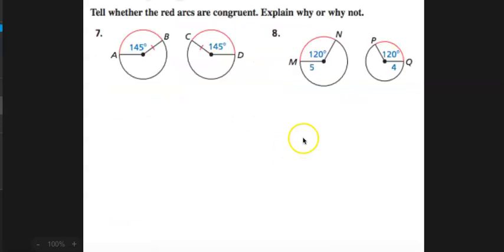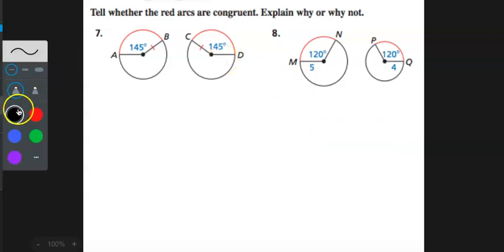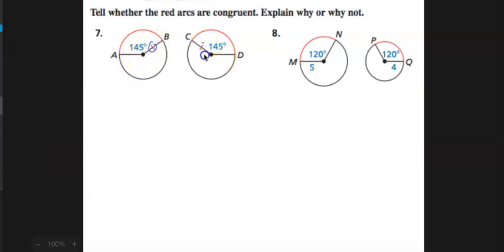Alright, and then the last one here, we have two examples. Tell whether the red arcs are congruent. There is an indication that these two have the same radius, so therefore arc AB is going to be congruent to arc CD. They both have the same central angle of 145 degrees. So the measures of those arcs will be congruent.